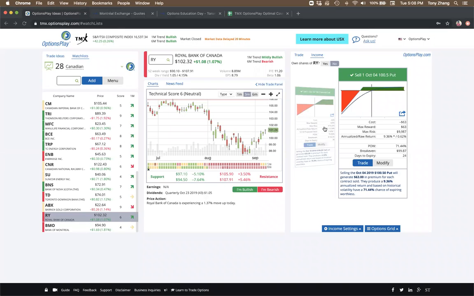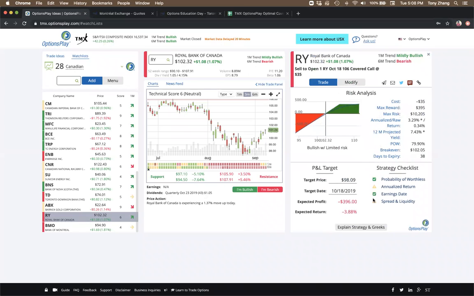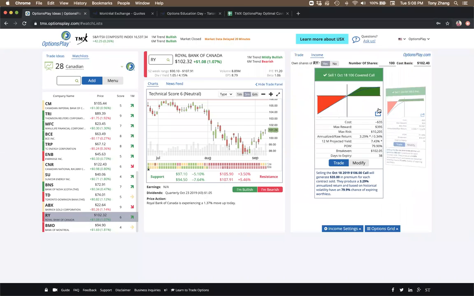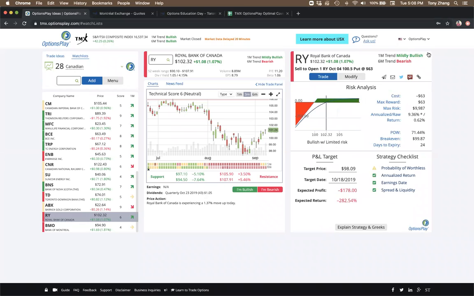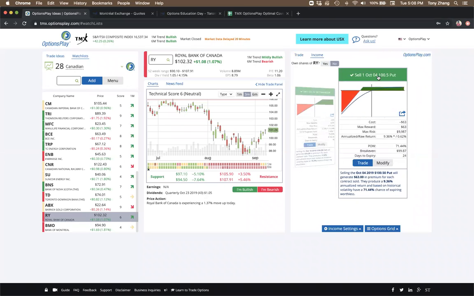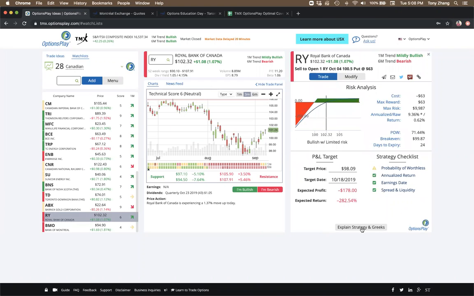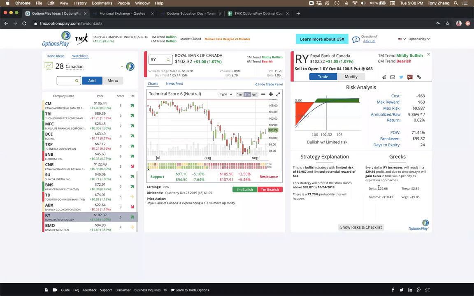As far as seeing the deltas, you can always click on the blue button on any strategy. So let's say I'm trying to sell this. Let's go back to the cash secured put. Let's say I'm trying to sell this 100.5 put. Click on the blue button, and there's a button here at the bottom that says Explain Strategy in Greeks. This will tell you the delta here. So that's how you can find delta.